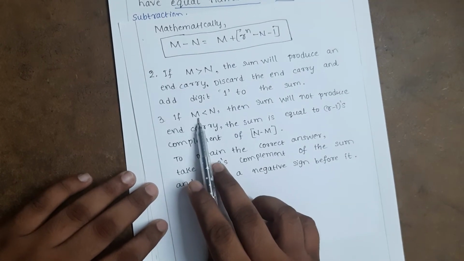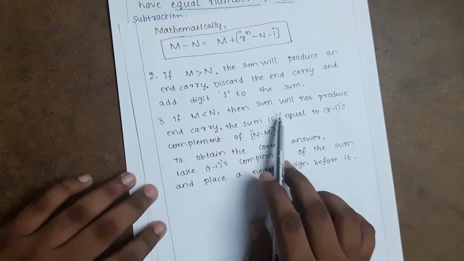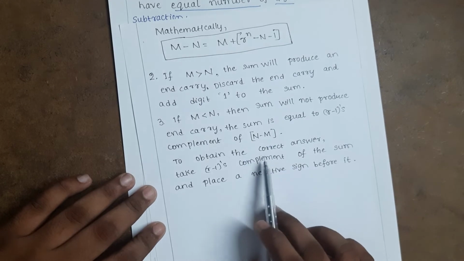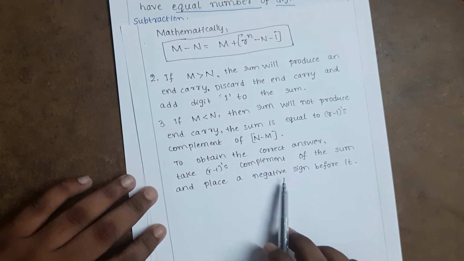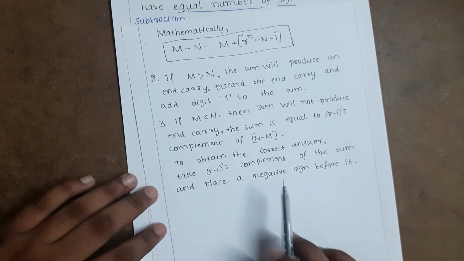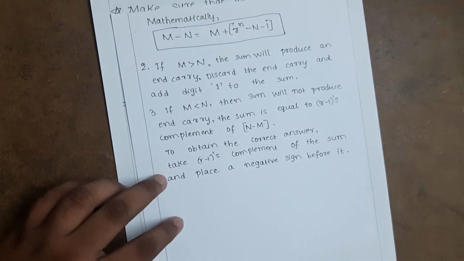Next, if capital M is less than N, then it will not produce an end carry. Again, we should take the r minus 1's complement of the sum and place a negative sign before it. Now I am going to explain a problem based on this concept.